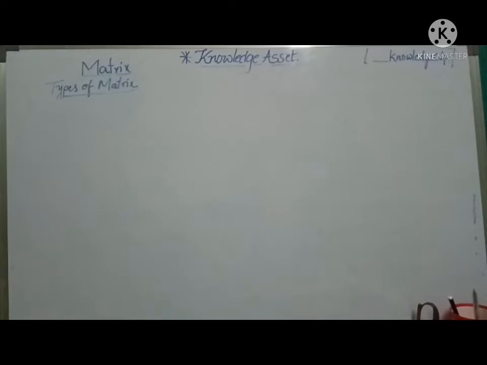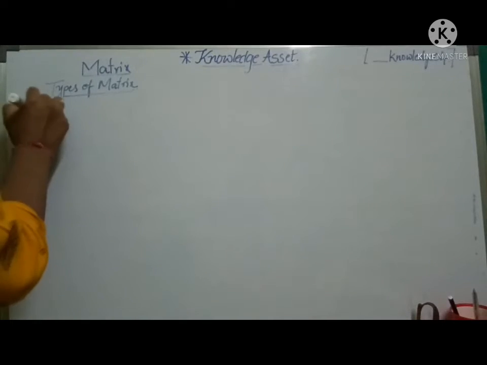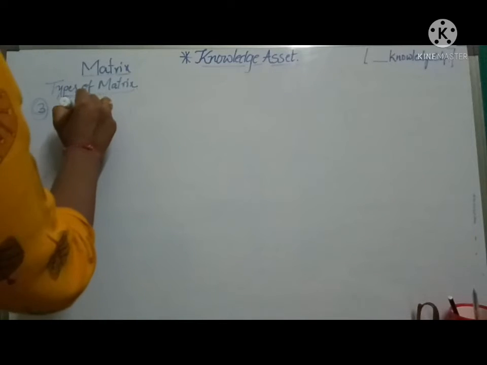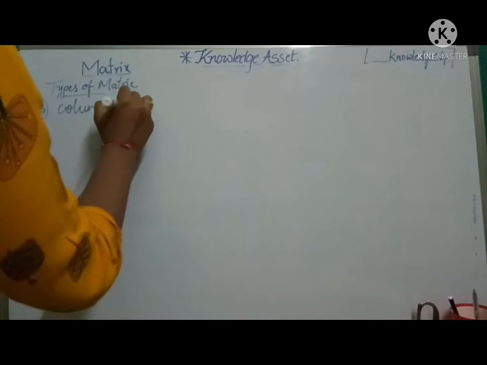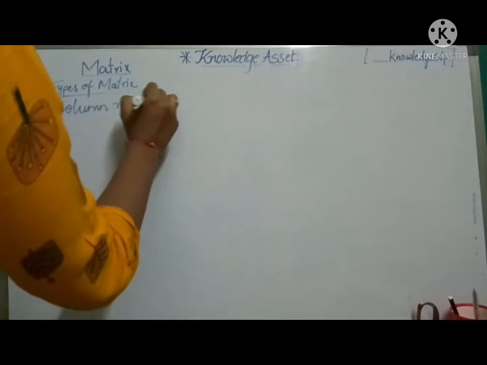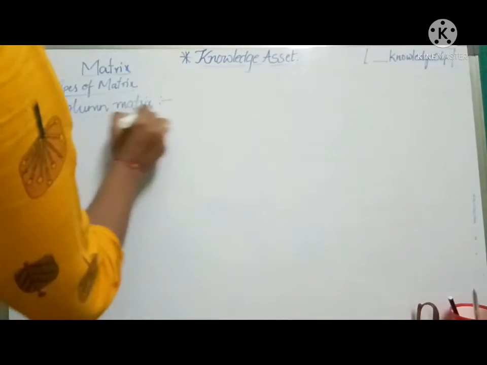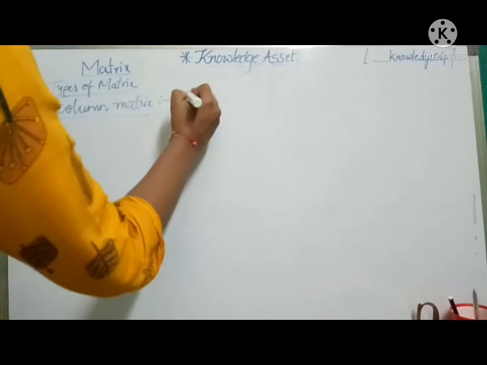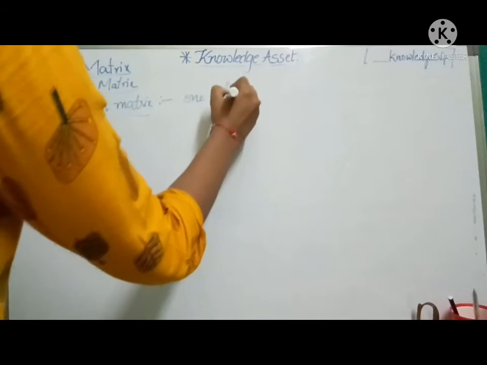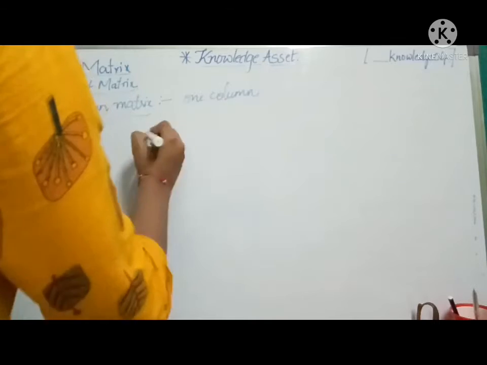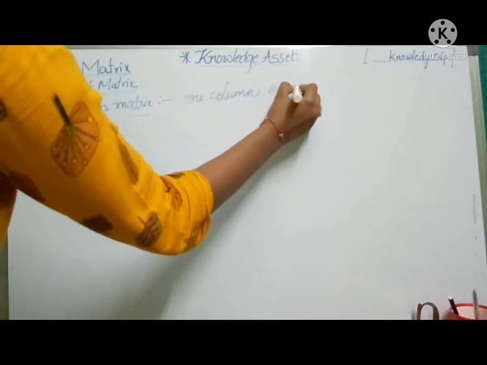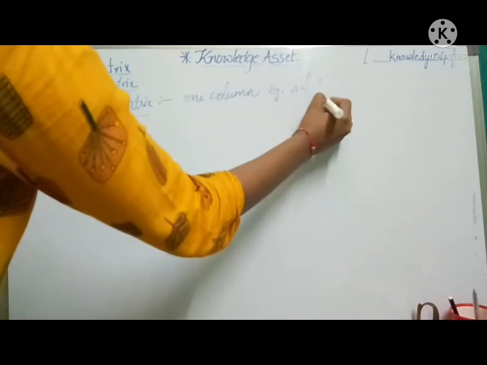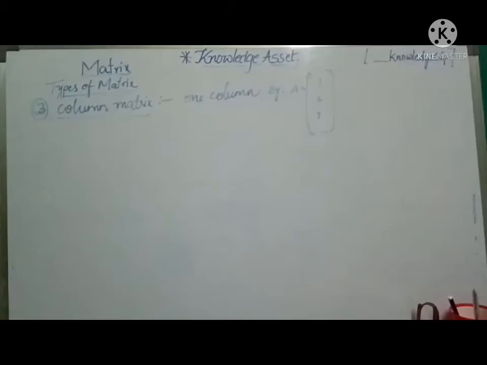Third type of matrix is the column matrix. As discussed before, a row matrix has only one row. Coming to the column matrix, a column matrix has only one column. Okay, it consists of only one column. For example, 1 2 3. Only one column.